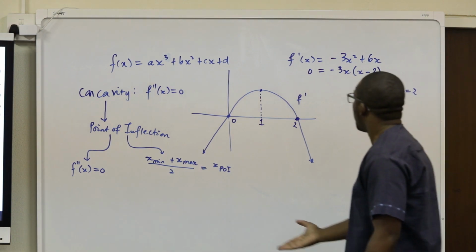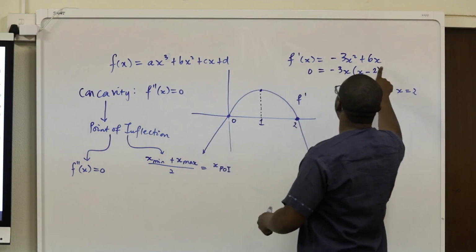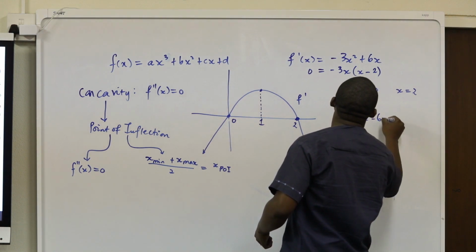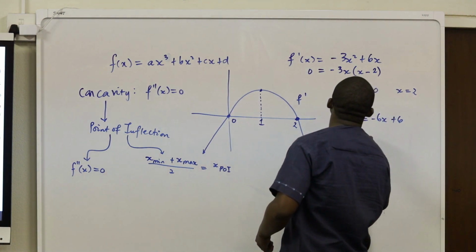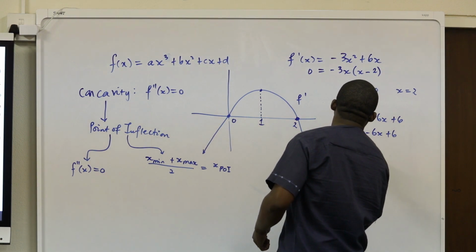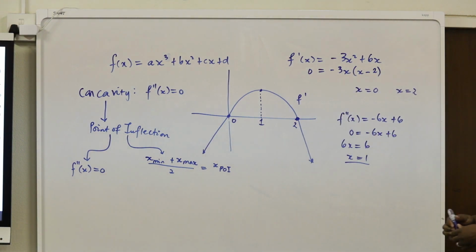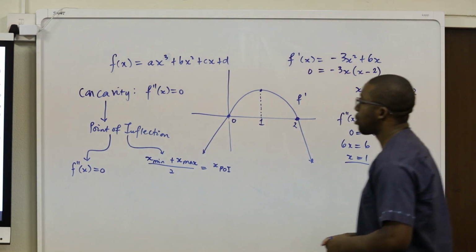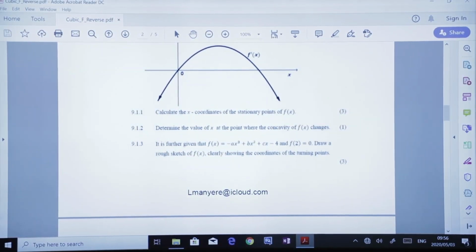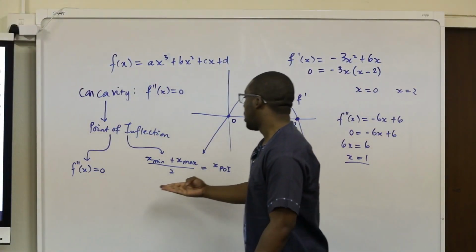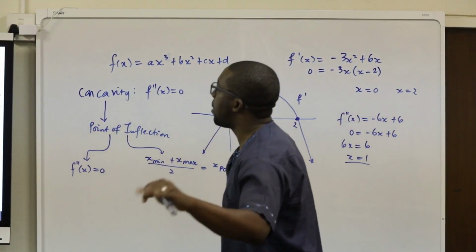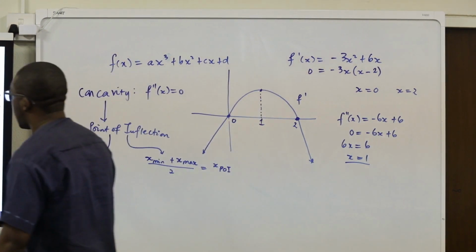How else could we have done it? We could have used calculus and just differentiated one more time, and we would get f double prime of x equals minus 6x plus 6. Then you equate that to 0, minus 6x plus 6 equals 0, so 6x equals 6, and x will be equal to 1. Two different ways we converge on exactly the same solution. So that word concavity, it's very important that you are able to relate it to the second derivative equal to 0 and the midpoint, the point of inflection, which is the midpoint between the local minimum and the local maximum. That is key.